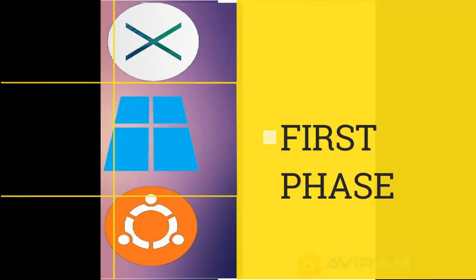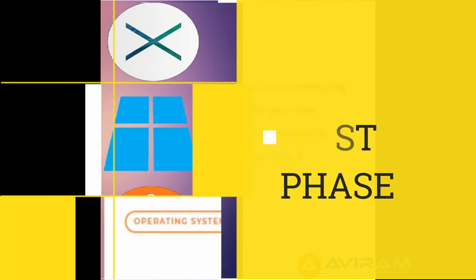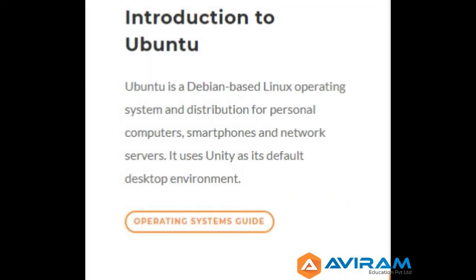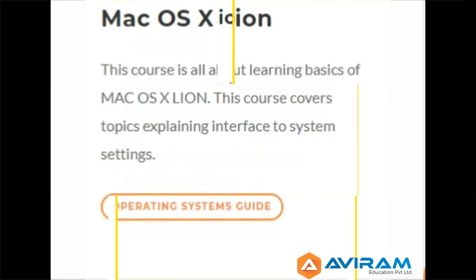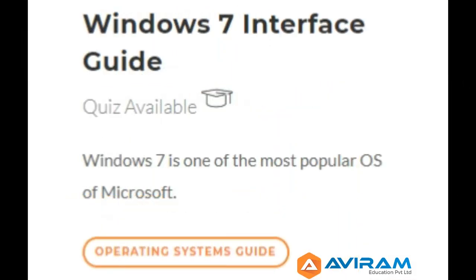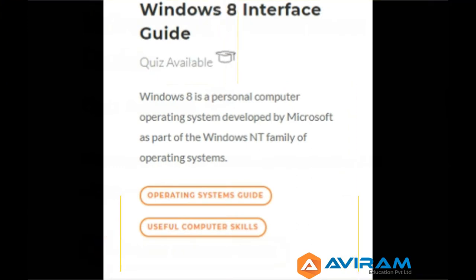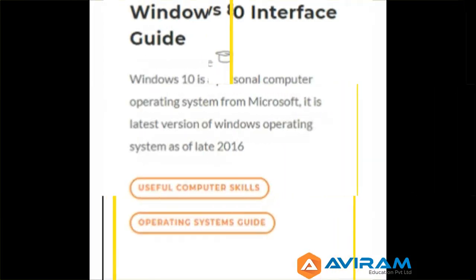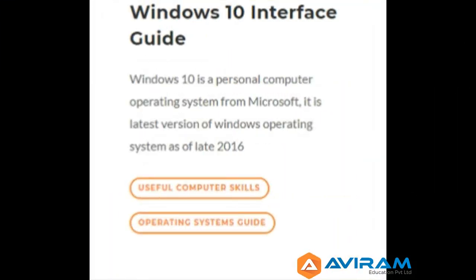In the first phase, we introduce guides to operate the operating systems. The first phase includes introduction to Ubuntu, Mac OS X Lion, Windows 7 interface guide, Windows 8 interface guide, Windows 10 interface guide. After this first phase of learning, beginners are ready to dive in. By that I mean they are ready to learn the further phases.